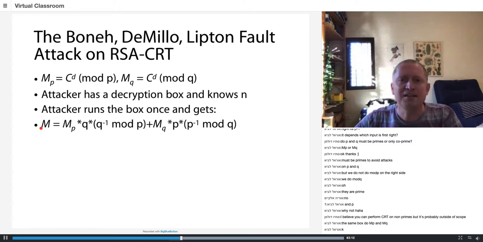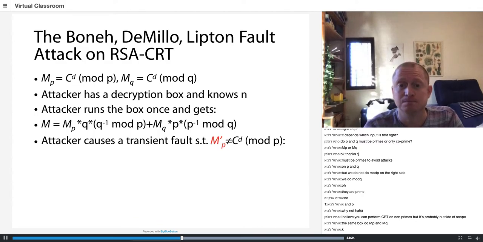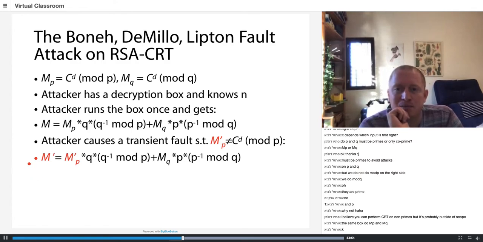So now the attacker does the fault, and this fault breaks M sub P. So M sub P is now calculated incorrectly. The box was trying to calculate C to the power of D modulo P, but there was a fault, so now it's a random garbage value. And now the box, which is trying its best, is going to combine this broken M sub P with the non-broken M sub Q. It's going to send me this M prime: M prime sub P times this thing plus M sub Q times this thing.